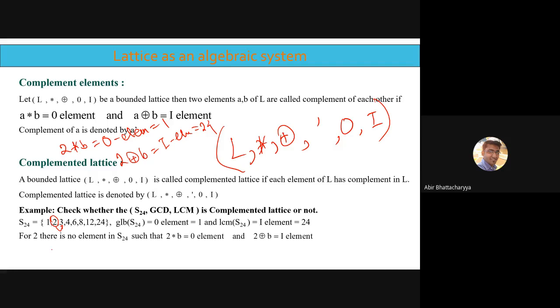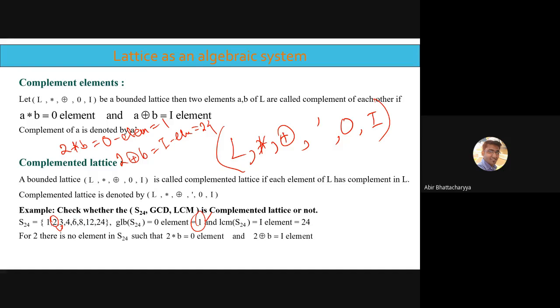So what is the GLB of 2 and 3? GLB means GCD. So GCD of 2 and 3 is 1. Okay, I'm satisfied. But simultaneously you have to check the LCM of 2 and 3. Is the LCM of 2 and 3 equal to 24? No. LCM of 2 and 3 is 6. Alright, so GLB of 2 and 3 is 1, that is good. I'm satisfied with the 0 element. But LCM of 2 and 3 is 6, which is not equal to 24.